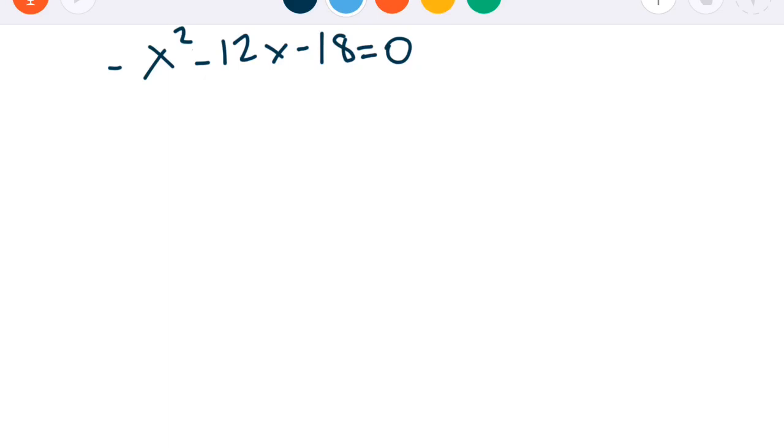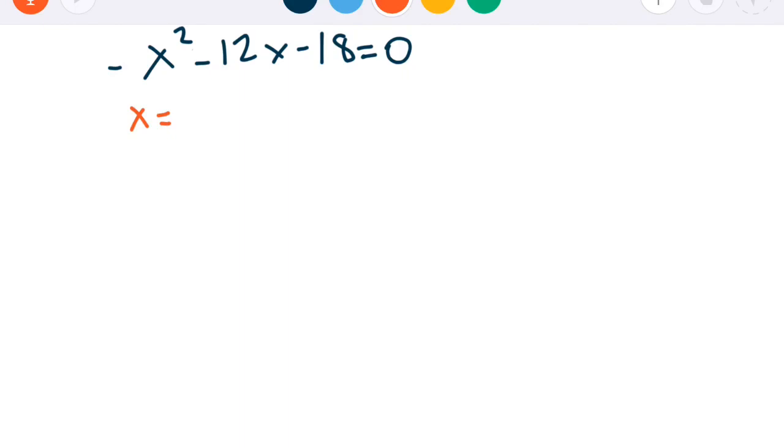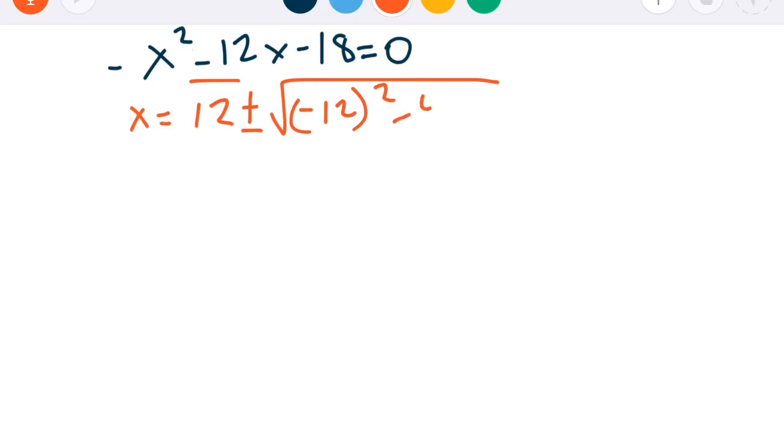So same thing. The first step is going to be plugging in all the numbers. So x equals negative b. If you want to write this down at the beginning of each problem, that is something you could do while you're getting used to it. So x equals negative b. Again, b is already negative here. So that's going to turn into positive 12 plus or minus the square root of b squared, remember the parentheses, minus 4ac. A in this case is negative 1. There's a negative sign there.